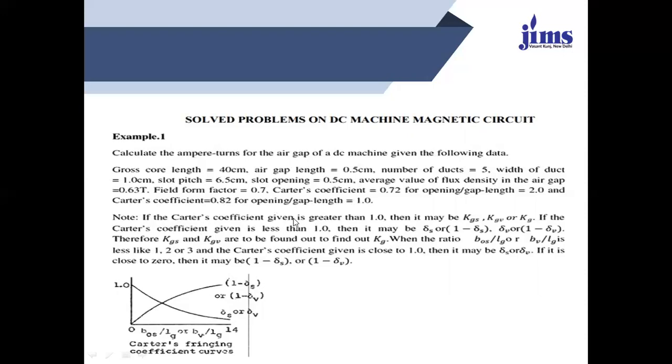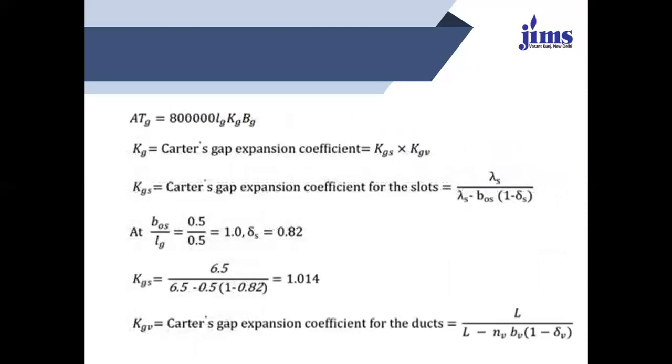Now if the Carter's coefficient given is greater than 1, then it may be Kgs, Kgv and for Kg. If the Carter's coefficient is less than 1, then it may be delta s, 1 minus delta s, delta v or 1 minus delta v. Therefore, Kgs or Kgv are to be found out to find out Kg when the ratio Bos or Lgo or Bg is close to 0, then it may be this one. So this will be the curve which will be given for finding Carter's coefficient also for our calculation.